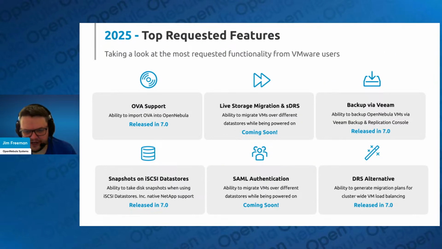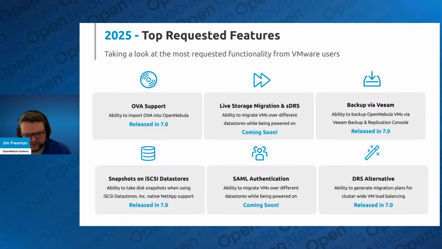So I want to talk a bit about 2025 so far. As I mentioned, we've had this huge increase in demand for alternatives from VMware, and I wanted to cover the 6 top requested features that we've seen. This is within the product and from our community, our customers, the prospects we're talking to, and things like that. And I wanted to just cover a couple of them really quickly.